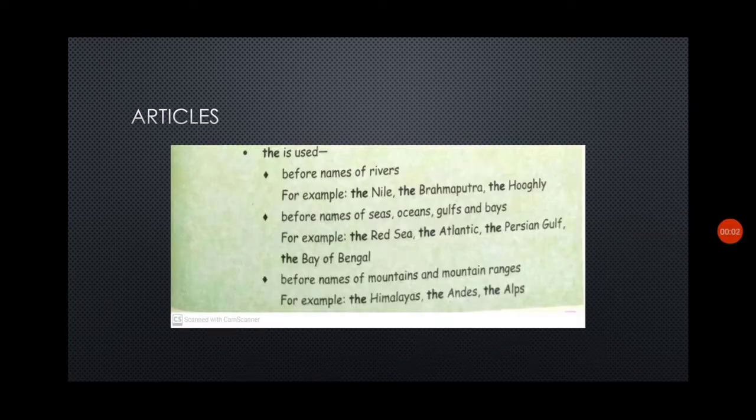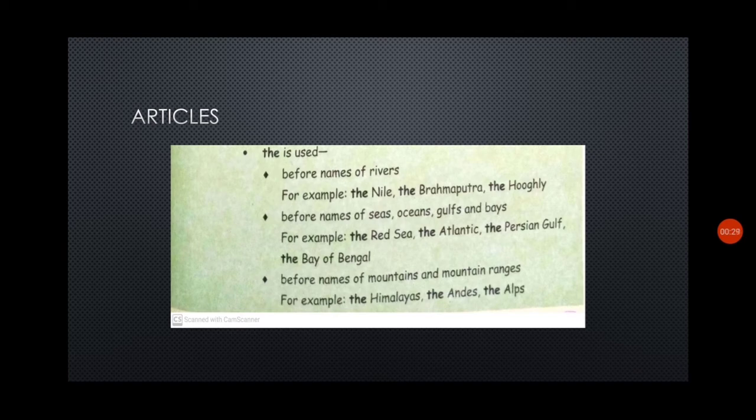Children, the is a definite article. Alright? And it is used to refer or speak of a particular person or thing. Now, let us find out what are the rules of using the. Children, always remember that the is used before names of rivers.